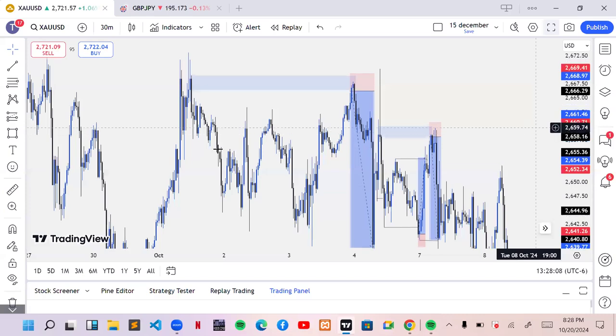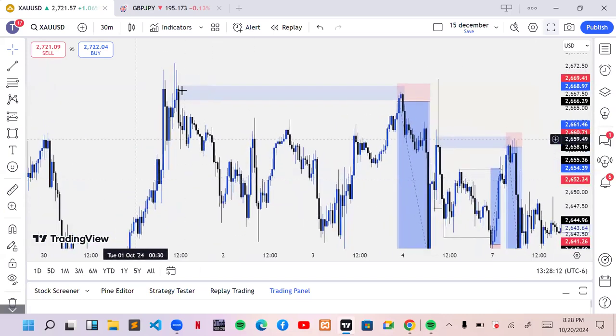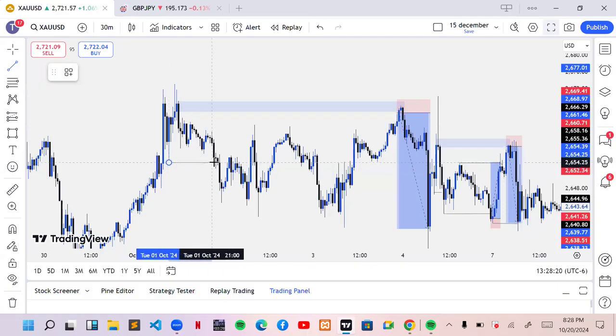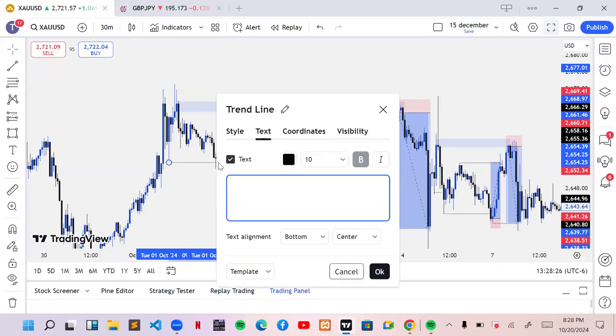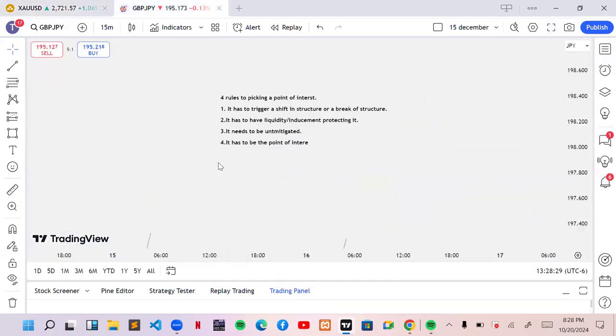So you have to make sure that your point of interest triggers a shift in market structure or a break of structure. For this particular trade that I took here, you have to notice that there was a shift in market structure right here. For each rule that I call out, I'm going to demarcate it here on the chart. So there was a shift in market structure right here, MSS. And the second rule says it has to have liquidity or inducement protecting it.